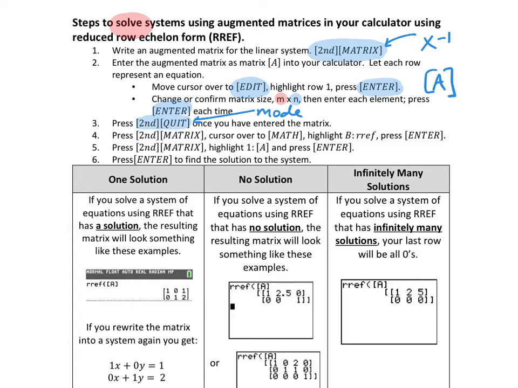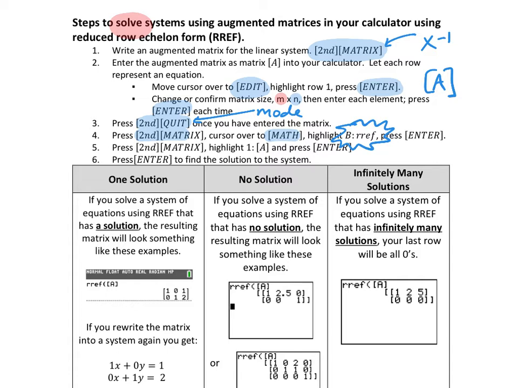Following the steps some more, it says to press second matrix one more time. So we press second and then matrix. Cursor over to the word math. So we want to go to the math screen because we want to do something with this matrix. What we want to do is called RREF. Circle, highlight, star, and underline that part right there on your notes.